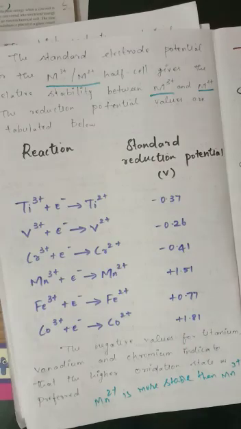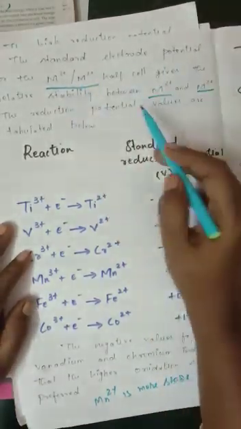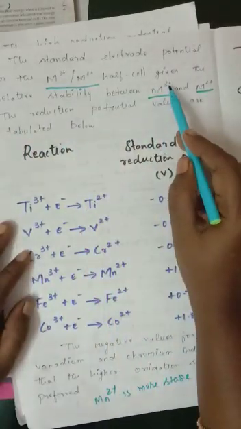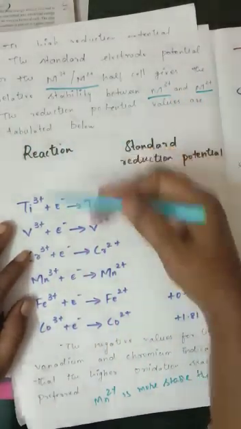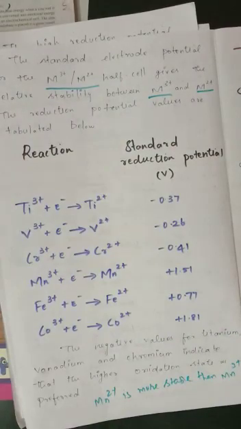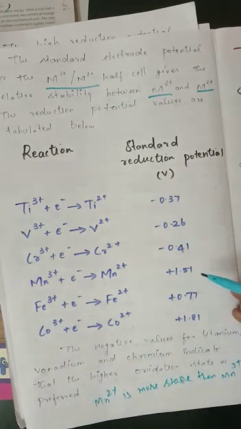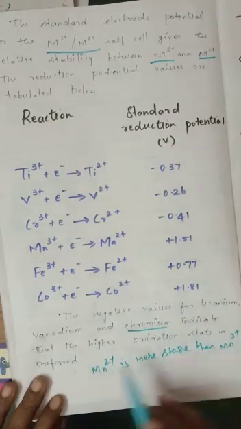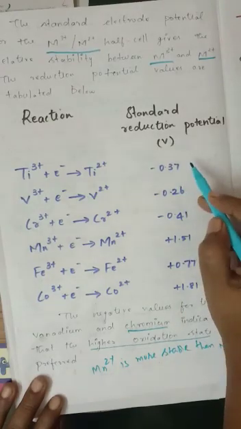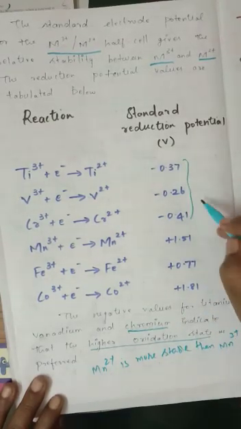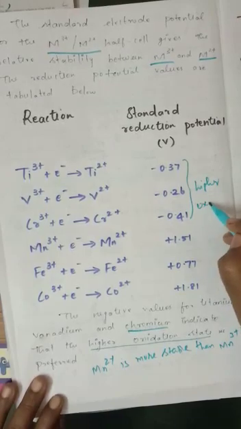And we can see one more thing: the standard electrode potential for the M3+ and M2+ half cell gives the relative stability between M3+ and M2+. So the reduction potential values for titanium, vanadium, chromium, manganese, and so on. The first 3 show negative values, and manganese, iron, cobalt show positive values. The negative values for titanium, vanadium, chromium indicate that these 3 show a higher oxidation state, right?